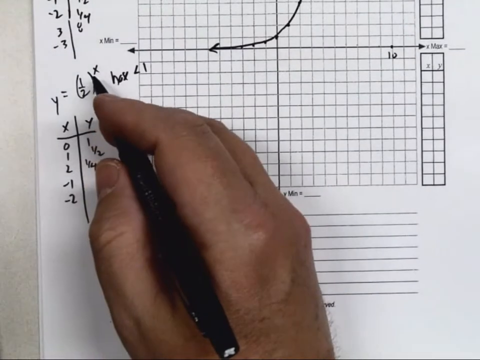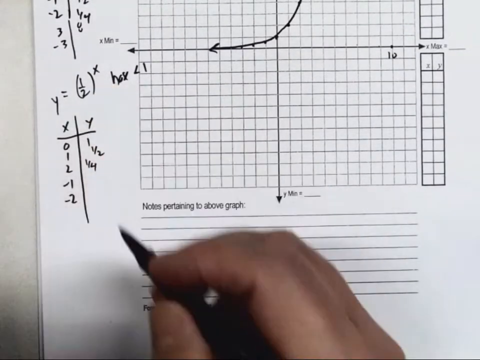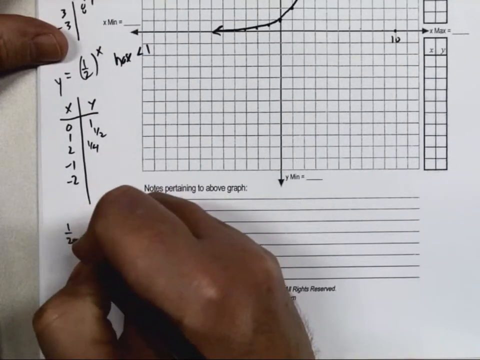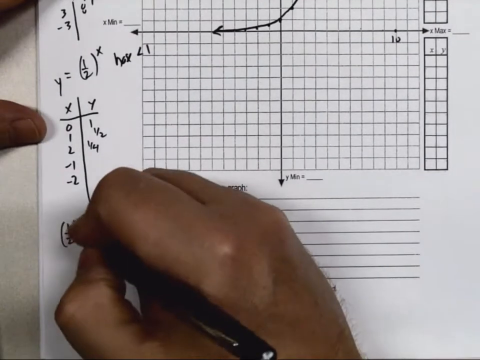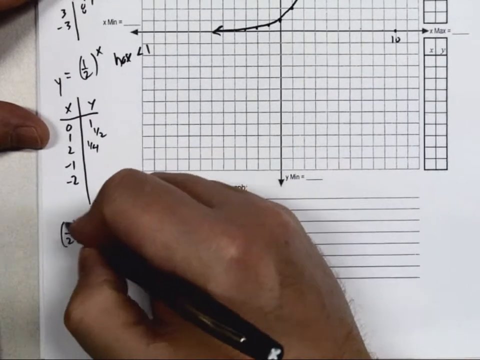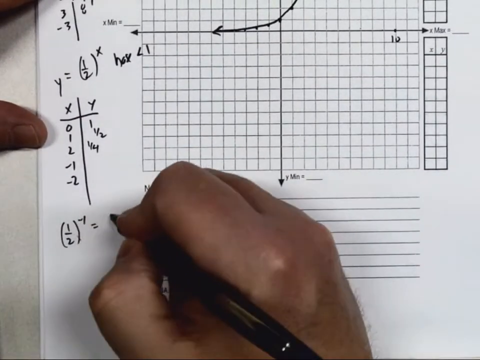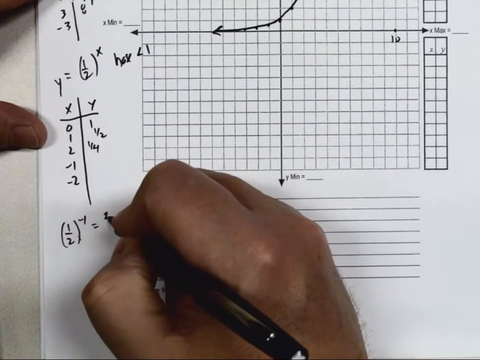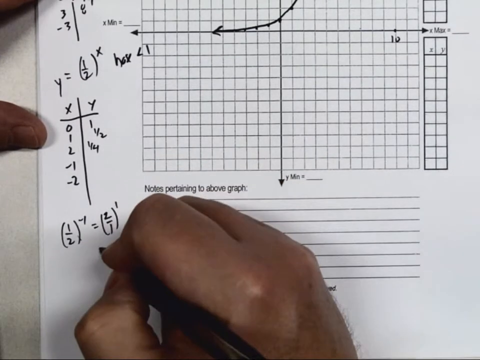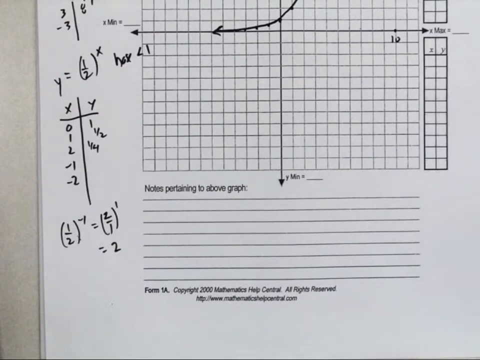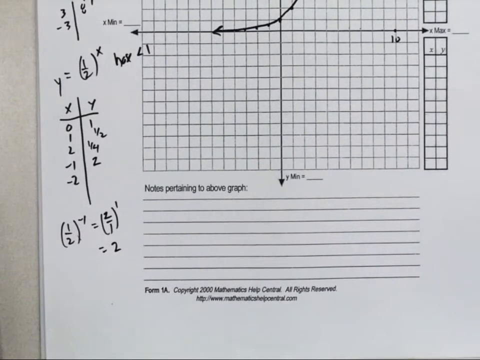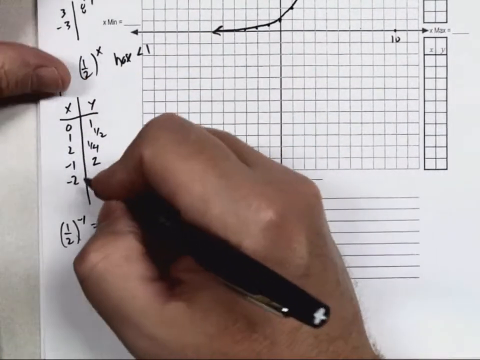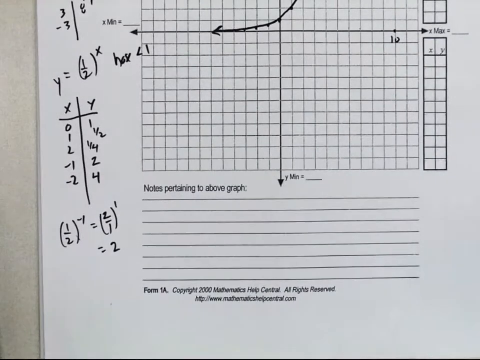Now what happens when x is -1? Let's talk about that. If you remember, when you have a fraction raised to a negative exponent, you just flip this fraction and make the exponent positive. Which is basically just 2. 1/2 to the -2, if you do the math, ends up being 4.